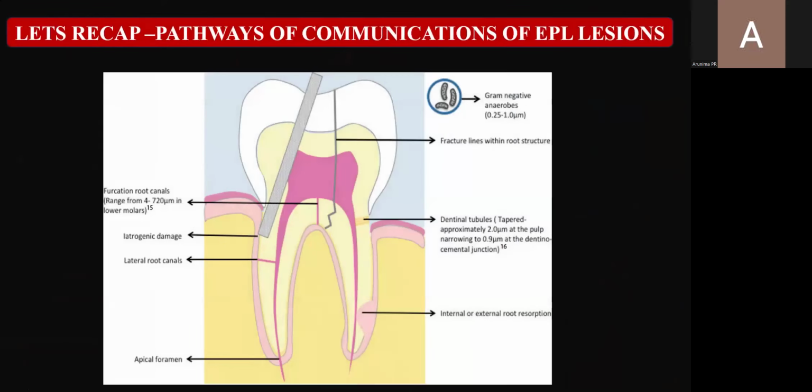Let's recap what we have covered so far. Mainly, we have discussed what endo-perio lesions are, the important shared risk factors between these two biological tissues, and the anatomical, pathological, and iatrogenic factors which are responsible for endo-perio lesions.